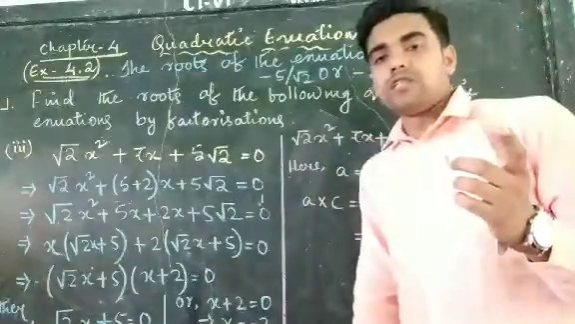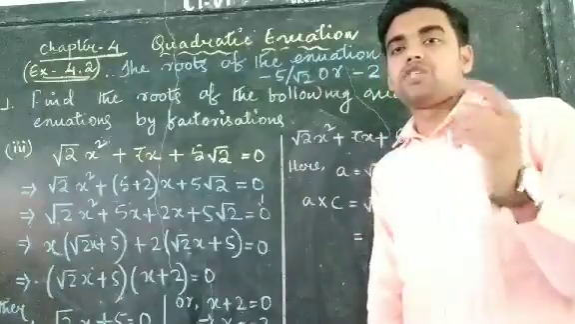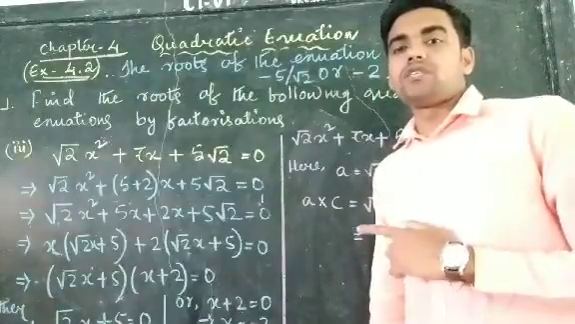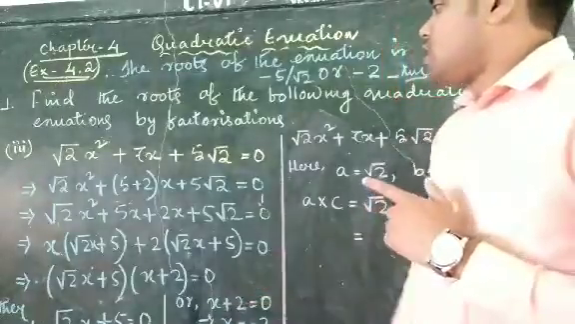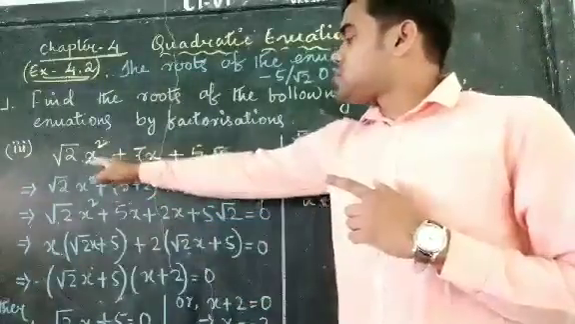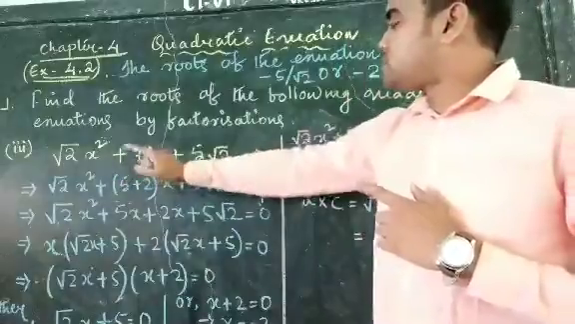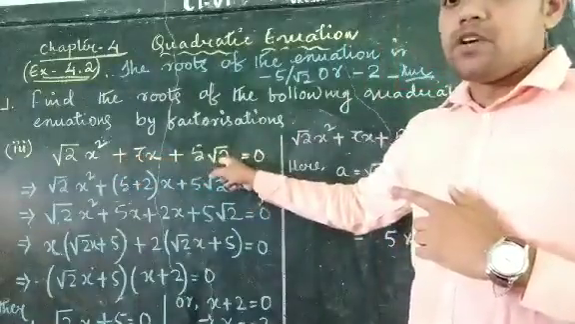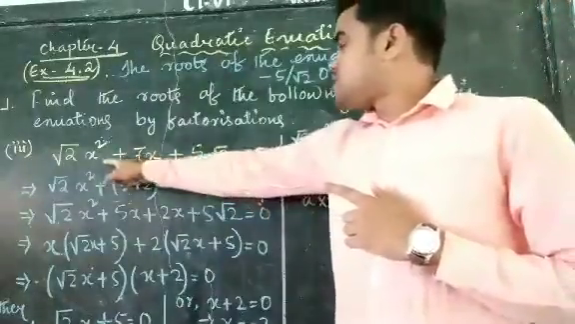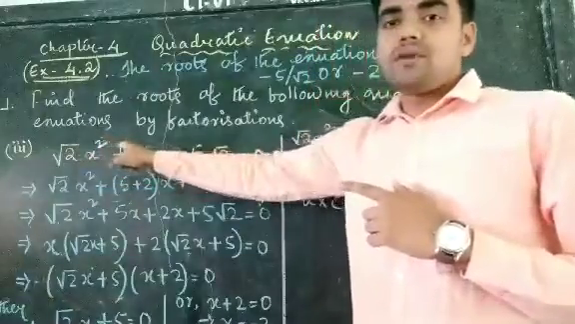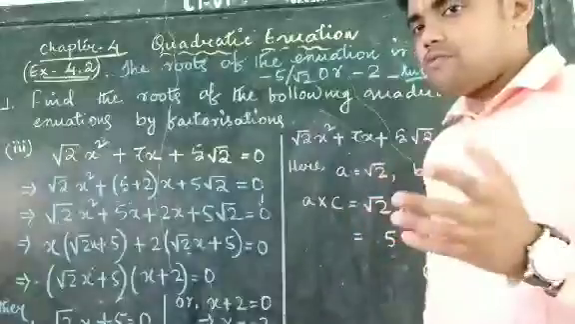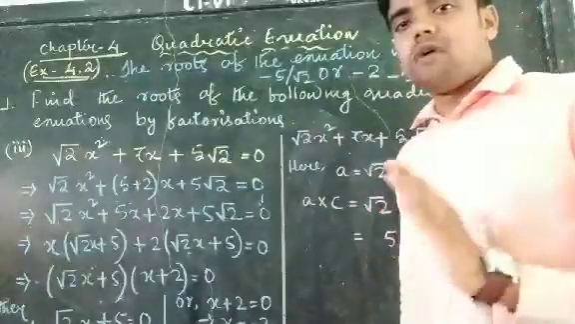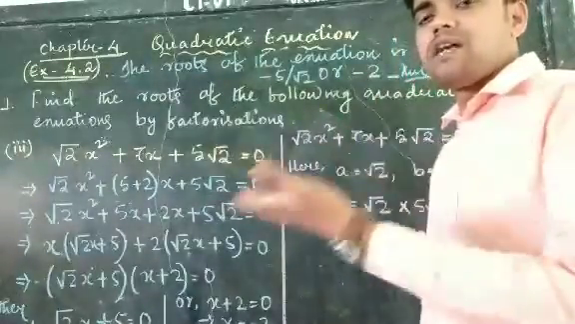What is our first step? The first step is to check whether the equation follows the standard form of a quadratic equation or not. The first term is the x square term, the second term is the x term, and the third term is the constant term. Since the first term is the x square term, it follows the standard form of quadratic equations. So it is verified. Now we move on to the next step.